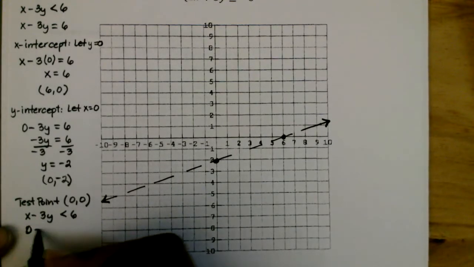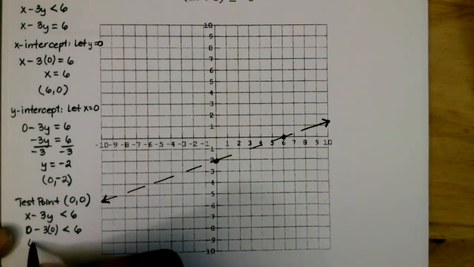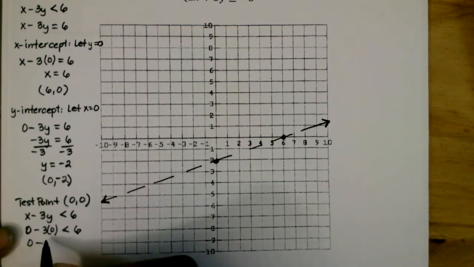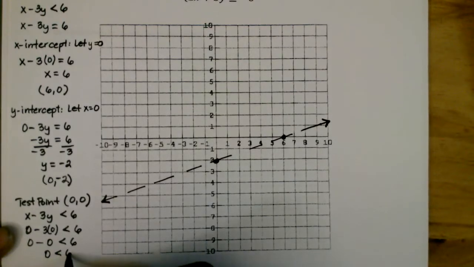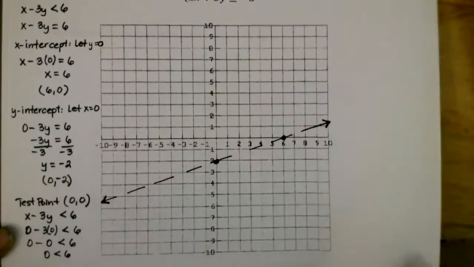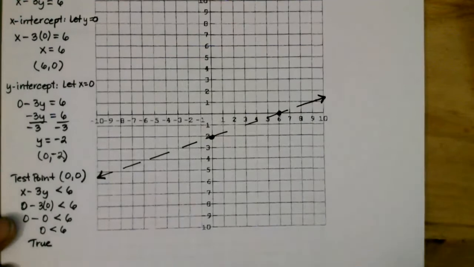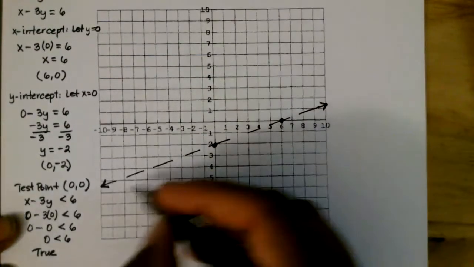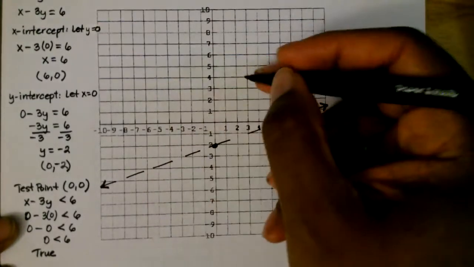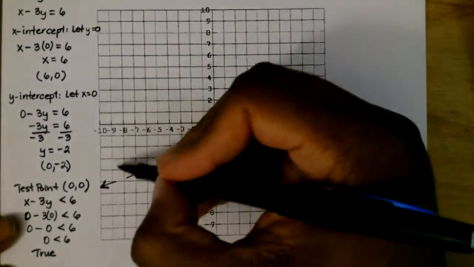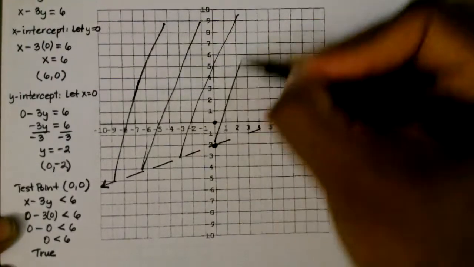X is 0, minus 3 times y, which is 0, less than 6. Let's see, bring down the 0. Minus 3 times 0 is 0. Well, 0 minus 0 is 0. And is 0 less than 6? It is. So this is true. So that means if I was just graphing this, I would have to shade everything that contains this test point, which is 0, 0. So I'll be shading this part right here. Okay, so I'm just drawing this in.